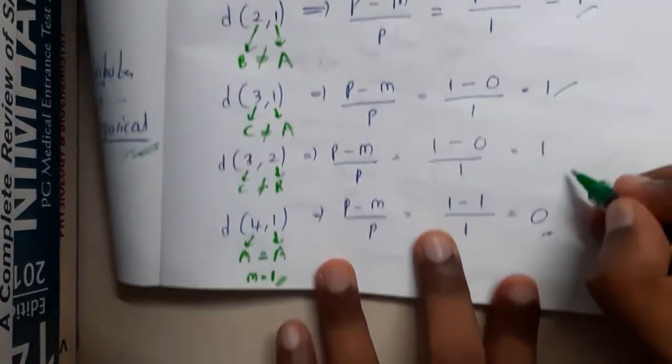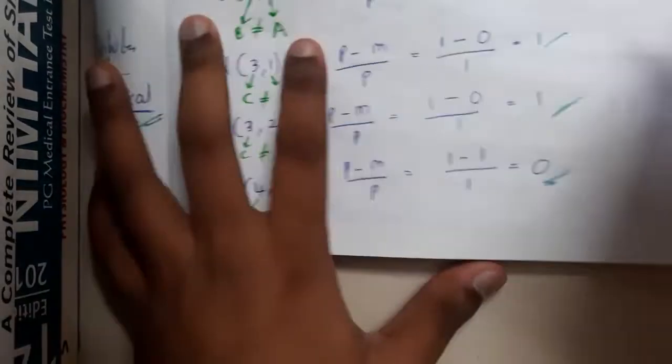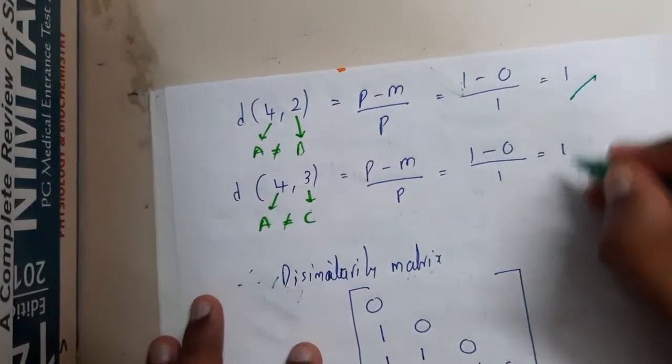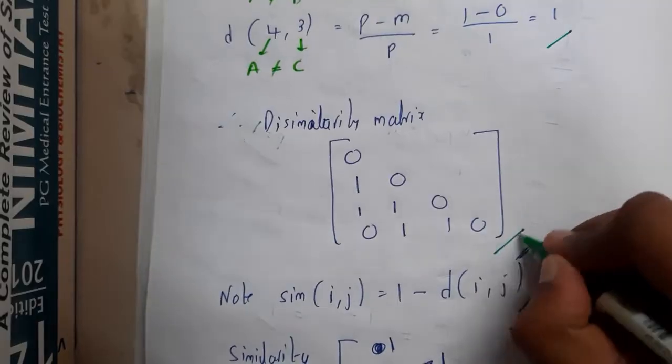So 1, 1, 1. Here I did 3, 2 first. So 1 we got. 4, 1 is a 0. Let us continue. For 4, 2, I got 1. For 4, 3, I got 1. Once I substituted the values, the matrix looked in this way.